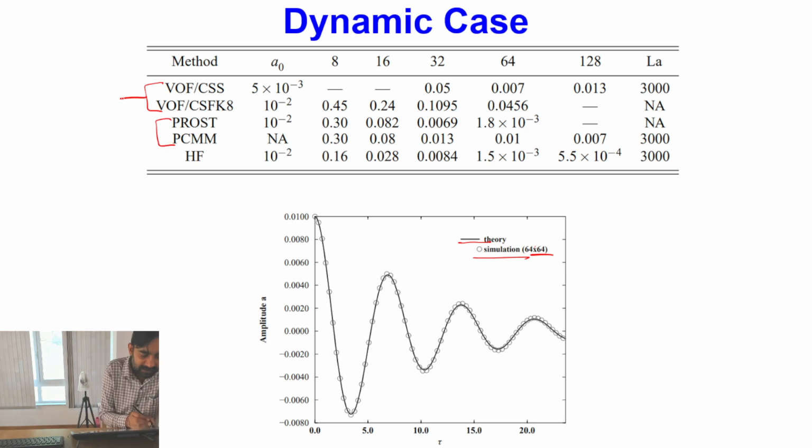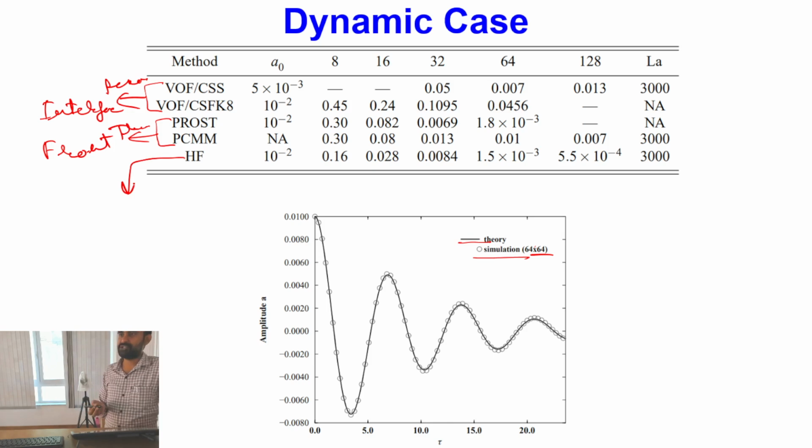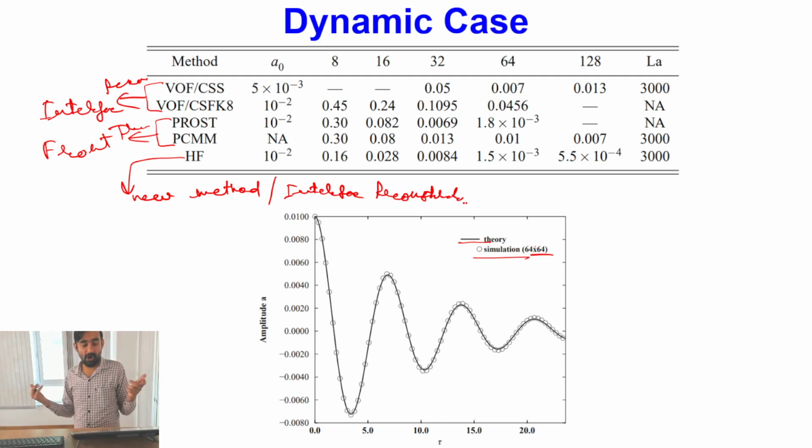Typically the first two are used with interface reconstruction methods. These two are used with front tracking methods, and height function based surface tension force estimation is a new method which typically is being employed with interface reconstruction techniques, and this method has a good amount of accuracy in comparison to all other methods. Okay, so is this point clear?